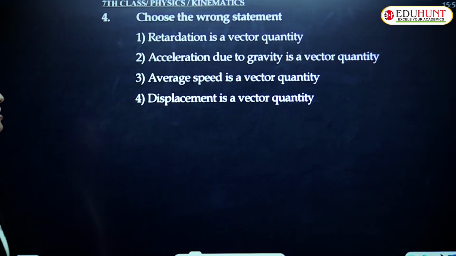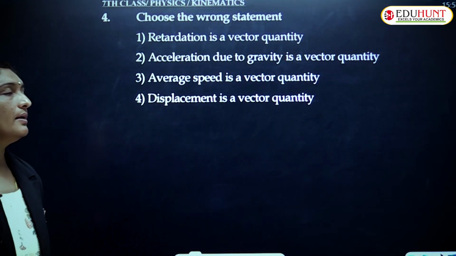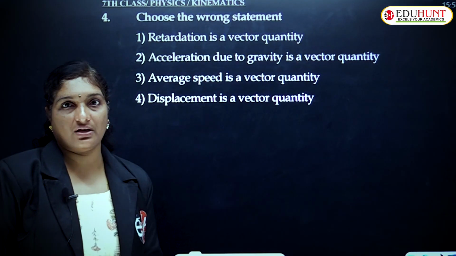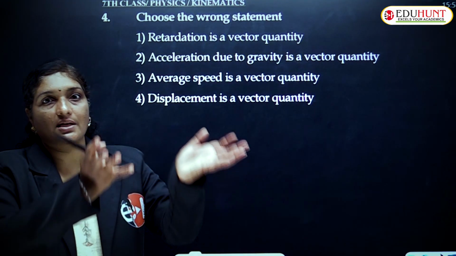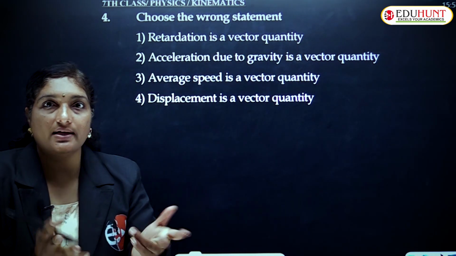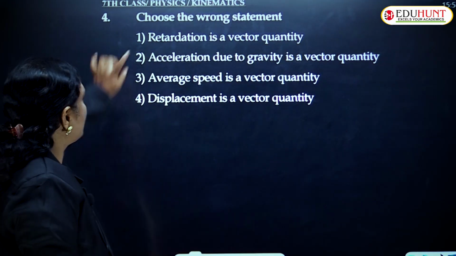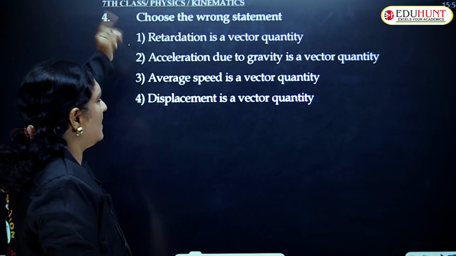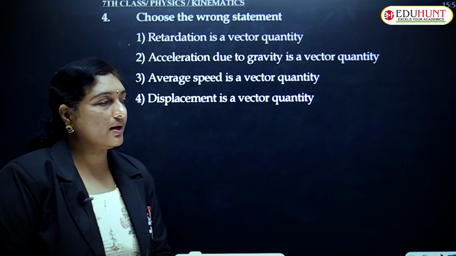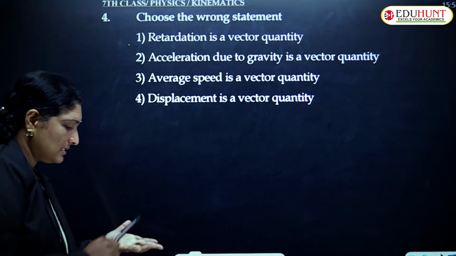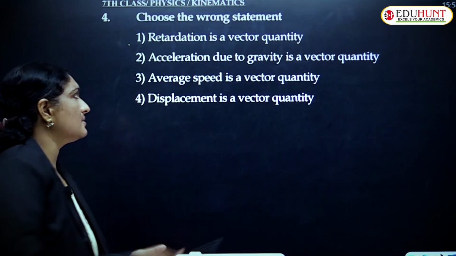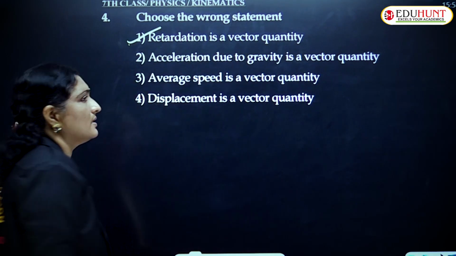Next, choose the wrong statement. Retardation is nothing but negative acceleration. If the velocity is increasing gradually, it is called acceleration. If the velocity is decreasing gradually, it is called deceleration. So deceleration or retardation, by any name, is a vector quantity. Yes, of course, it has direction. Velocity is a vector quantity, acceleration is also a vector quantity, hence retardation is also a vector quantity.